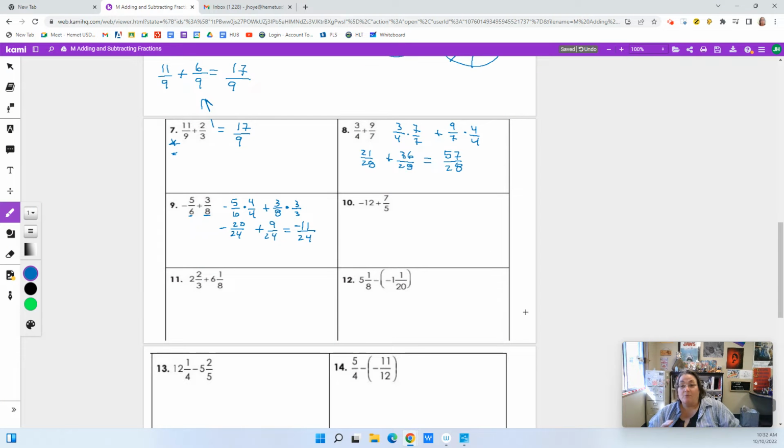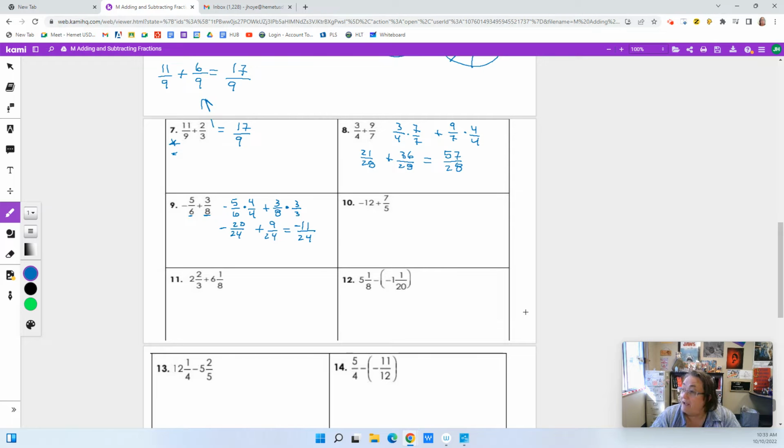Right? So after that, once we find our least common multiples, those common denominators, all we did was add and subtract like we did with integers, where we had the plus and minus rules. And did you guys follow that one?